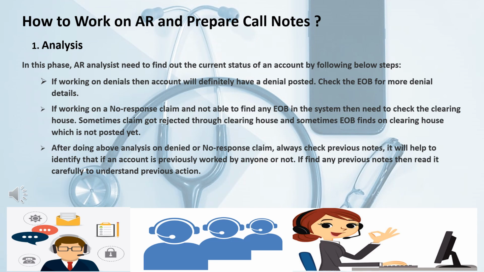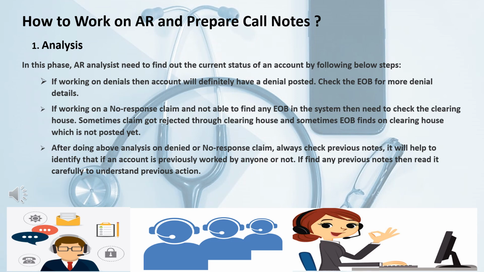Check the EOB for more denial details. Step 2. If working on a no response claim and not able to find any EOB in the system, then you need to check the clearinghouse. Sometimes a claim gets rejected through the clearinghouse, and sometimes an EOB is found on the clearinghouse which is not posted yet. Step 3. After doing the above analysis on a denied or no response claim, always check previous notes. It will help to identify whether an account was previously worked by anyone. If you find any previous notes, read them carefully to understand the previous action.